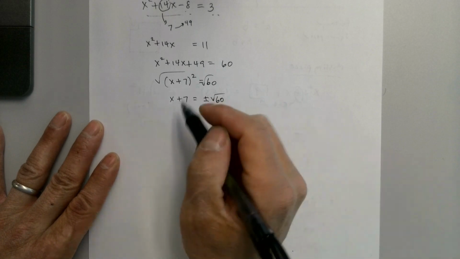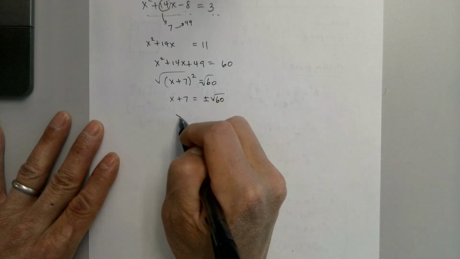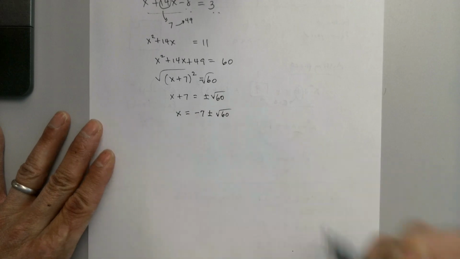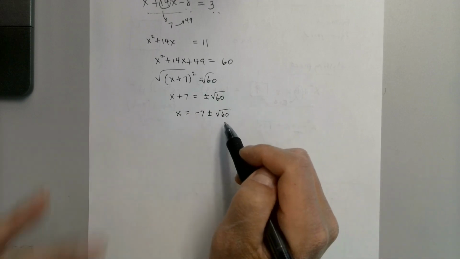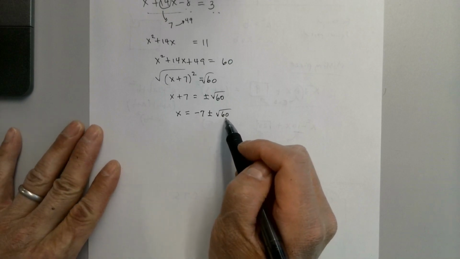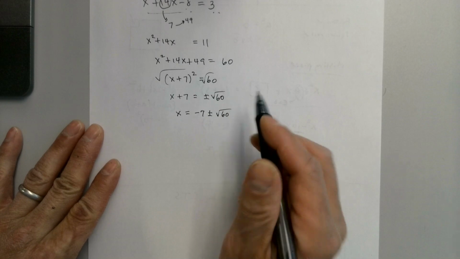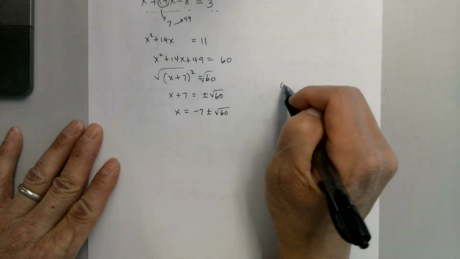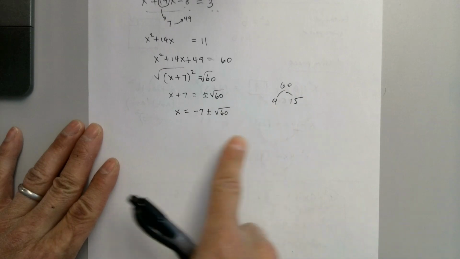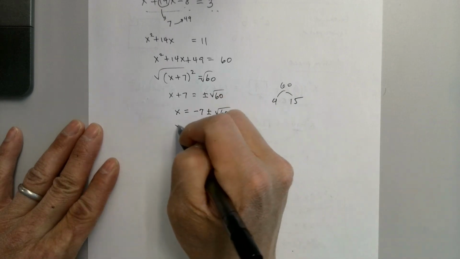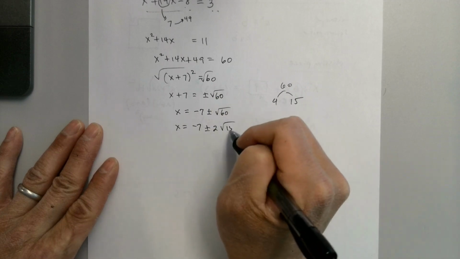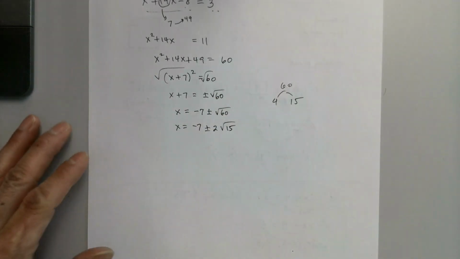Okay, I'm going to go ahead and subtract 7. And I notice that 60 looks like a number that might simplify out of the rad, because 60 is 4 times 15. So that's a perfect square. That means a 2 can come out. And there you have it.